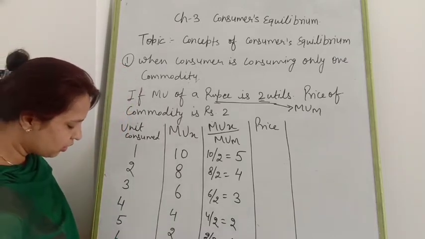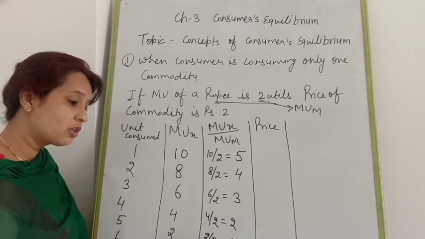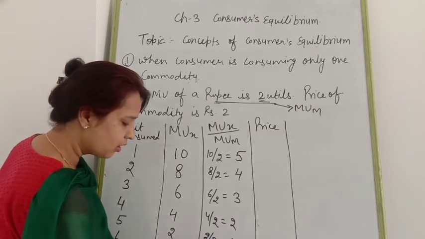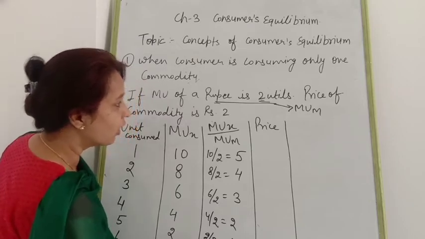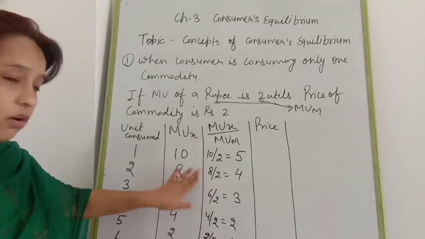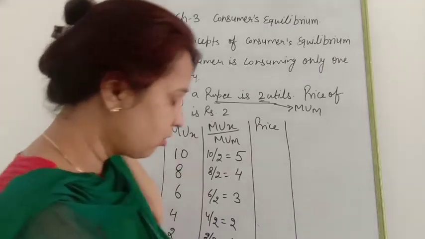Now if he is going to consume the seventh unit, his satisfaction converts into dissatisfaction. Minus 2 divided by 2 equals 1. Clear? Now this column we have obtained. All of you know how we are going. We have got this column.